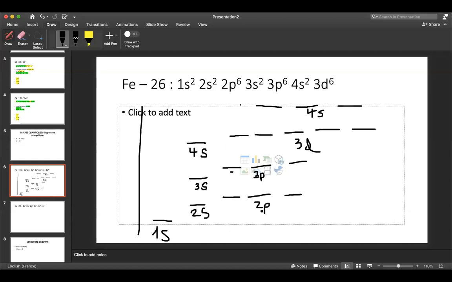The S is just 1. Now the P has an orientation in space. You'll find people talking about 2px, 2py, 2pz. So this is called 2p, but this is called 2px, 2py, 2pz.